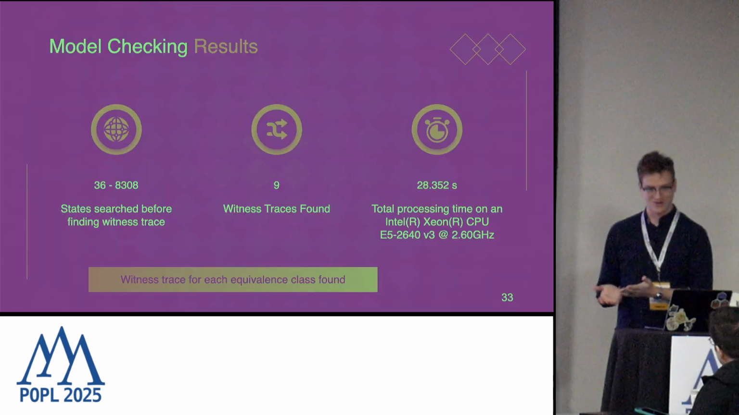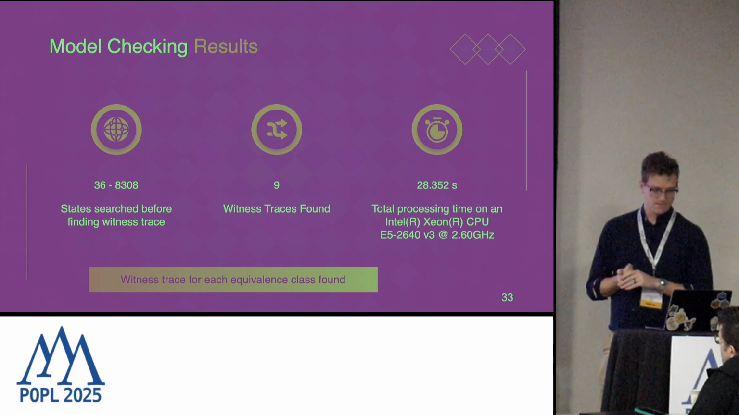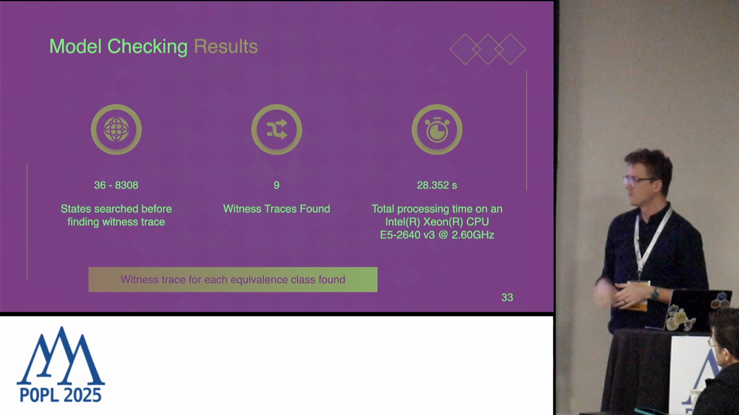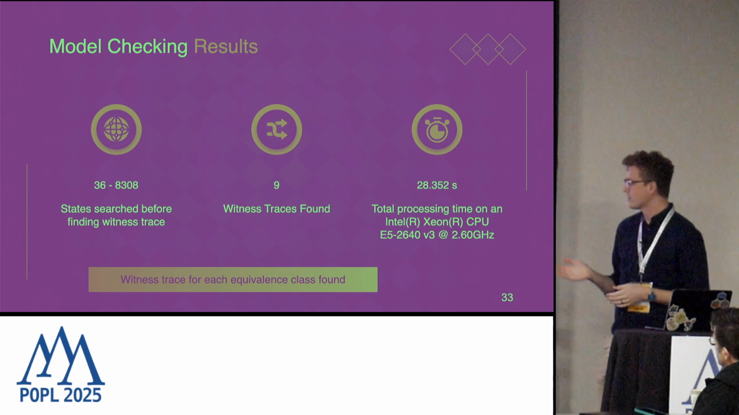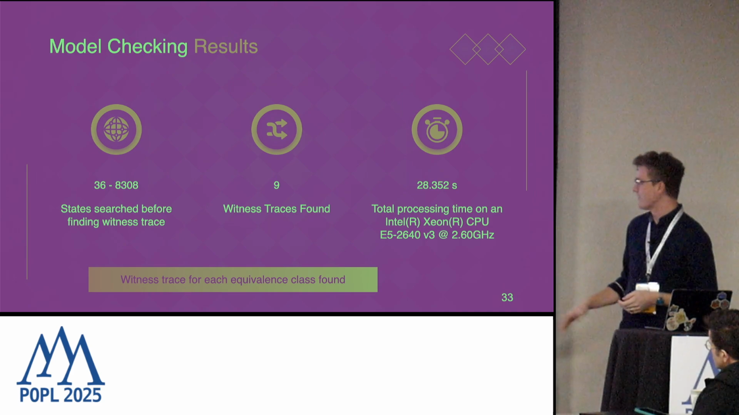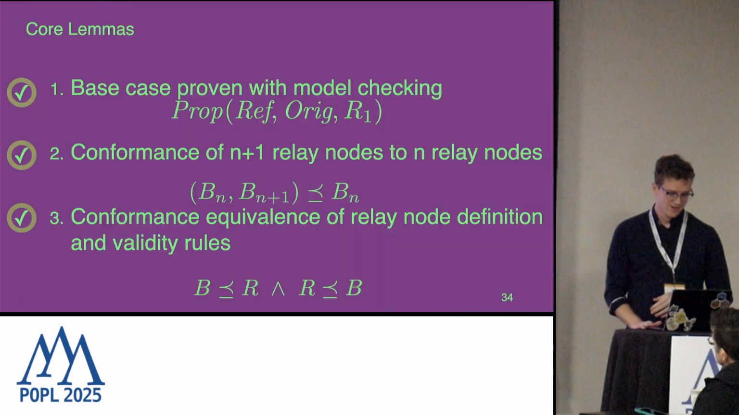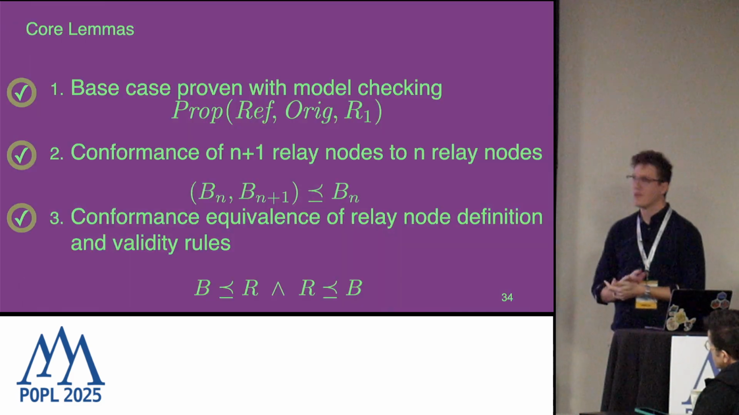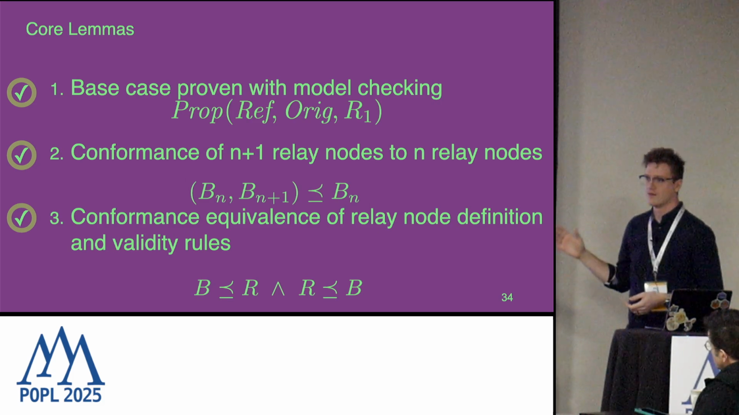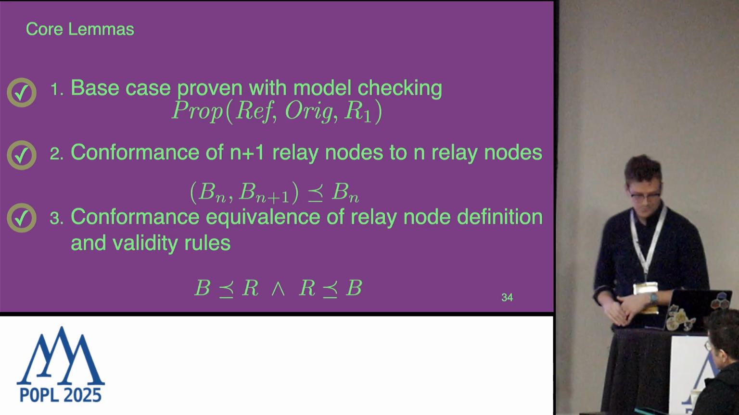Which again, I turn to model checking for that. Now, for these 9 cases, we considered each of them. They're very quickly discovered, some more quickly than others. And to find a witness trace for each of these equivalence classes, it took our model checker some 28 seconds. Cool. So that proves the first one, the second one, and the third one, with high assurance that this third lemma is true.